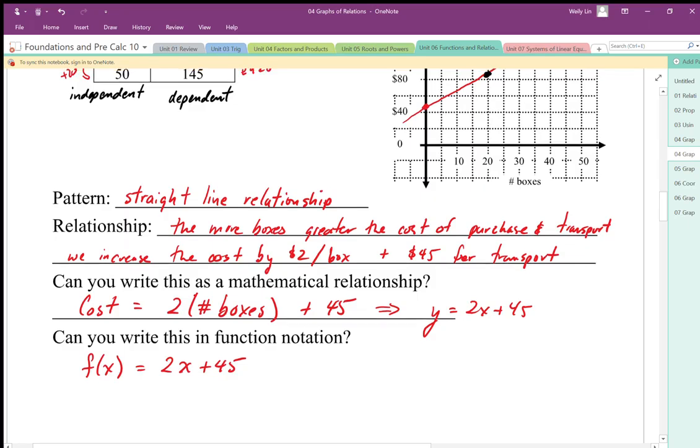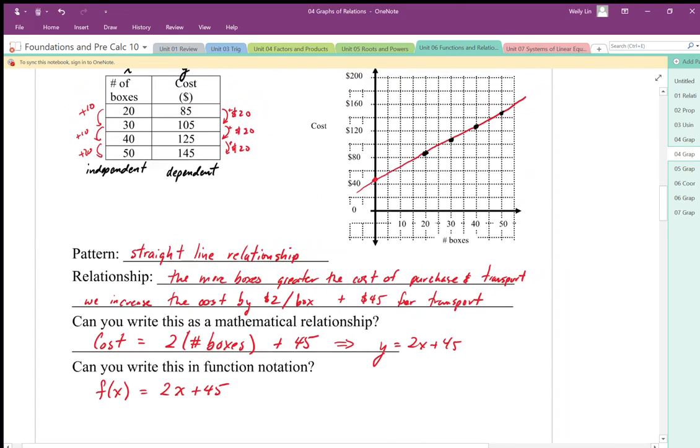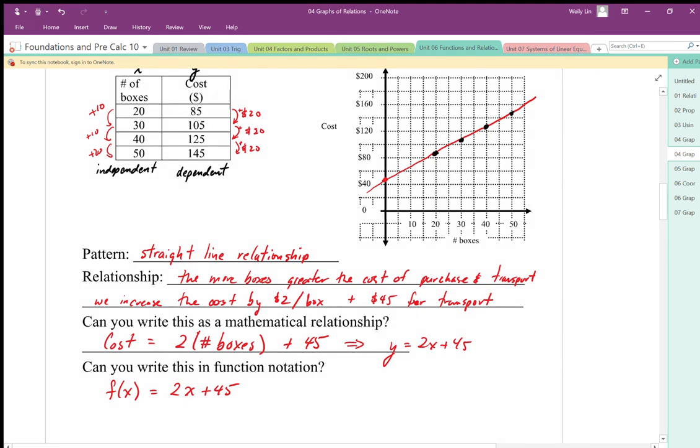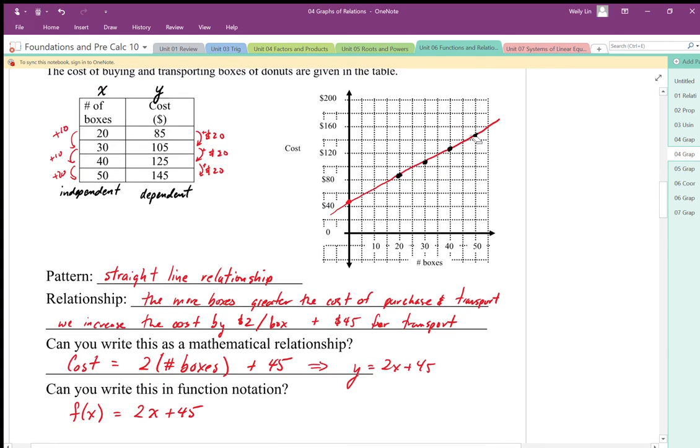So we have generated this relationship in a table. We can see the pattern in a graph. We can describe this relationship in words. We're now connecting this relationship to an equation, and we can also write this in function notation. So that's the stages that we're going through. We're adding on more things to this relationship.